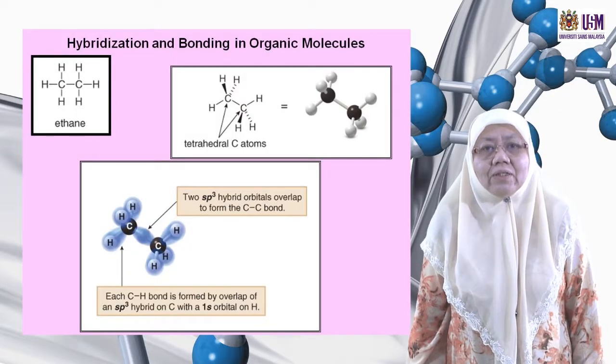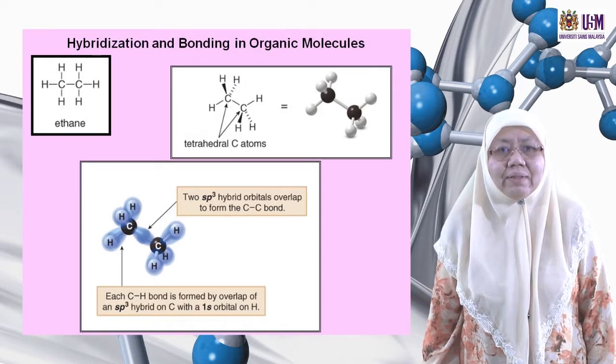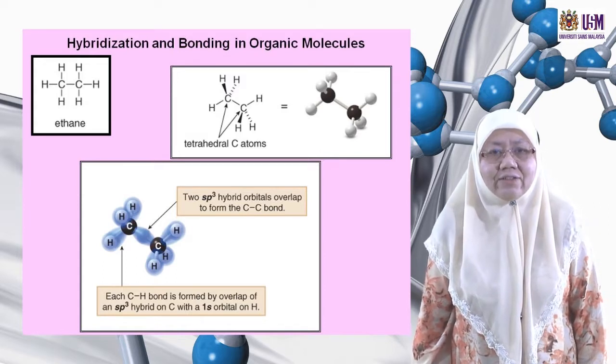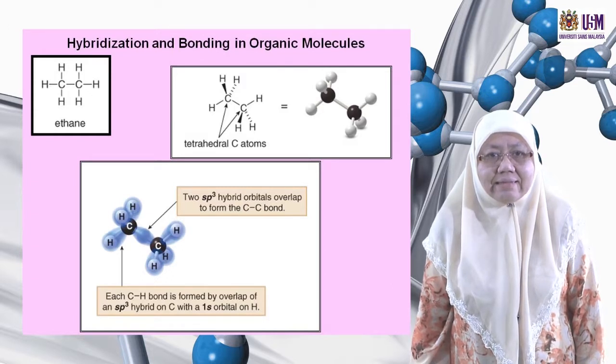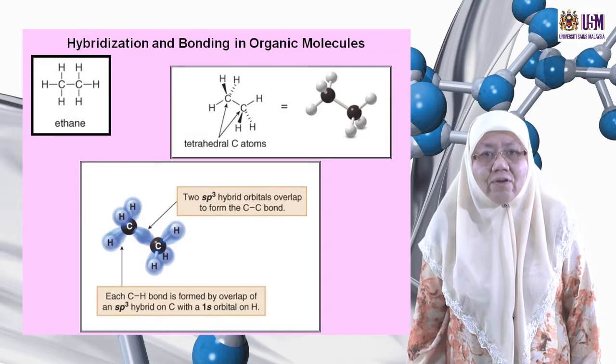For organic molecules, the other bigger molecule next to methane would be ethane. Ethane has 2 carbon atoms. So each carbon atom would be tetrahedral in shape. And since they are tetrahedral in shape, there are actually 4 bonds.